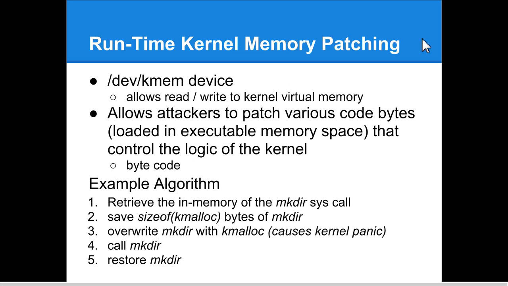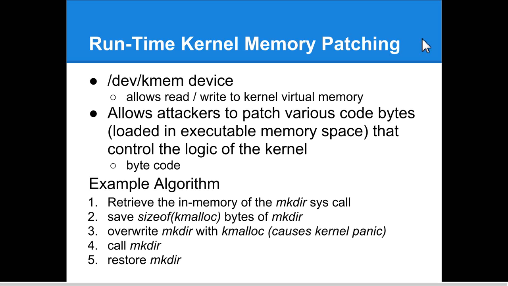So this brings us to runtime kernel memory patching. /dev/kmem is a special device file. It allows reading and writing to kernel virtual memory just like reading and writing to a file. Everything's a file in Linux. That's an important thing to remember. It allows attackers to patch various code bytes loaded in executable memory space that can control the logic of the kernel. At this level, you're working all with bytecode.